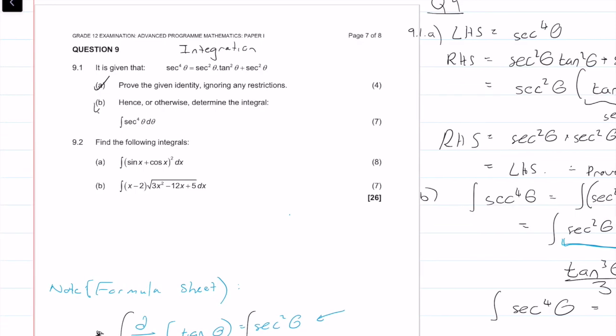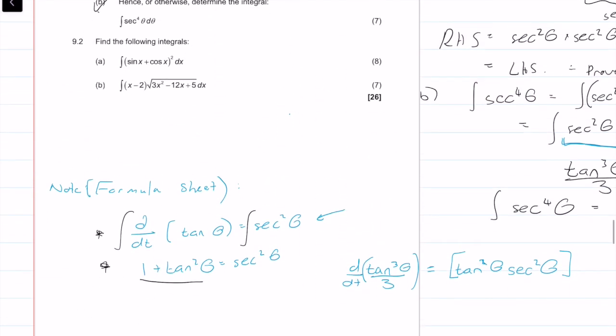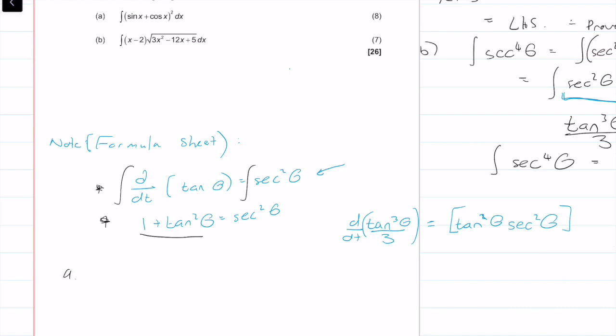So with that, that question is done. Then we need to find the following integrals. So 9.2 we can do here.